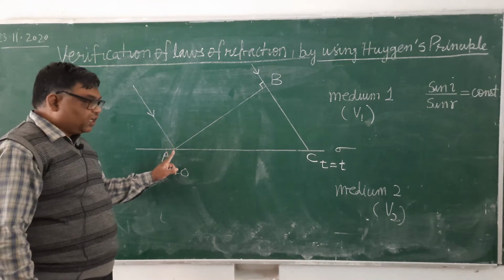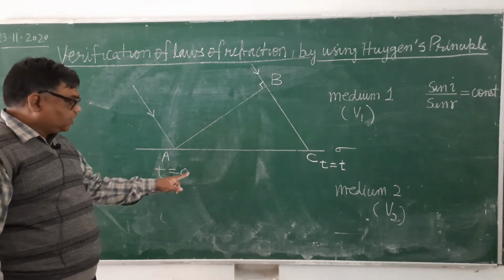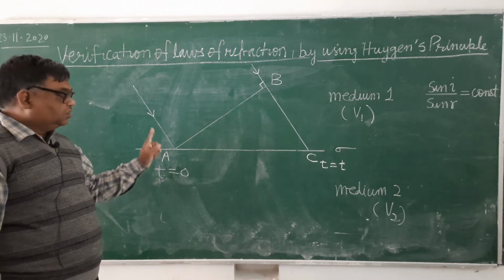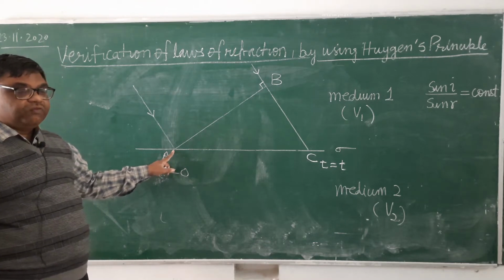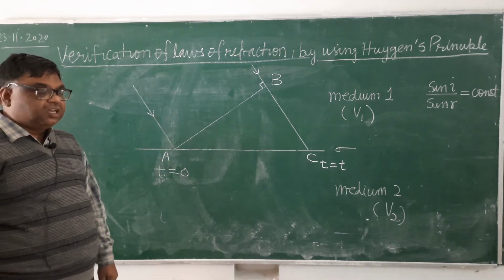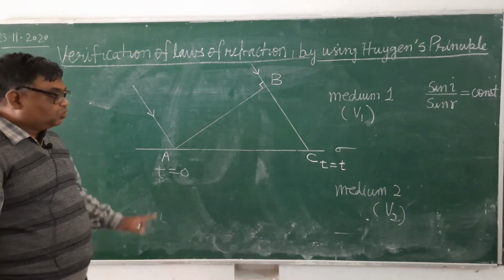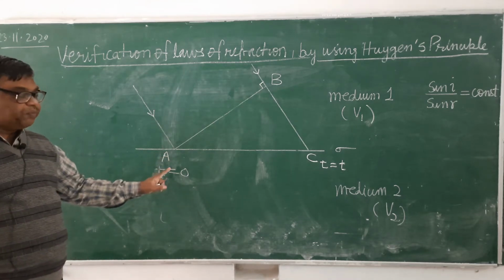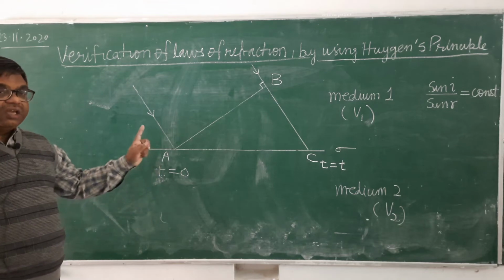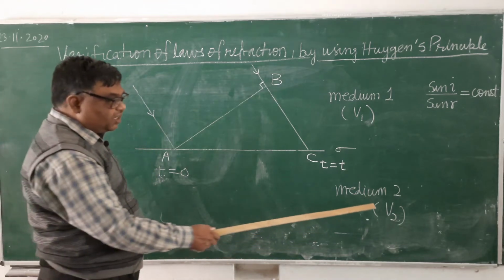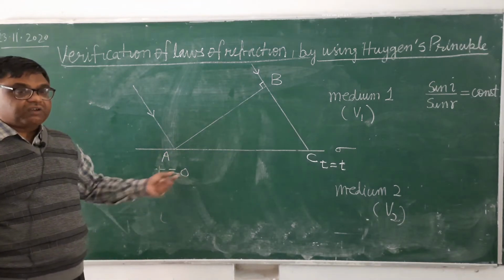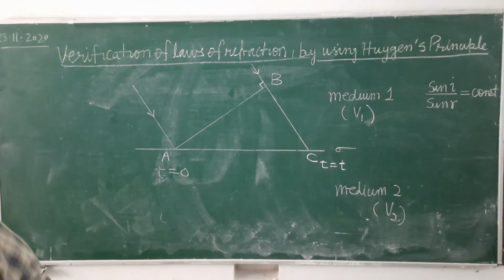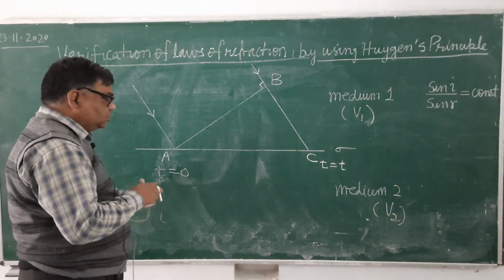Since point A has become a source of secondary waves at what moment? At time t equals 0. Therefore in the time t, secondary waves emitted from it will grow in a hemisphere of radius v2 into t. Meaning, the secondary waves emitted from here at t equals 0, where will they reach at time t? On the surface of a hemisphere, whose radius will be v2 into t, because they will travel that distance. So see here, with this point as center we will draw a sphere here.